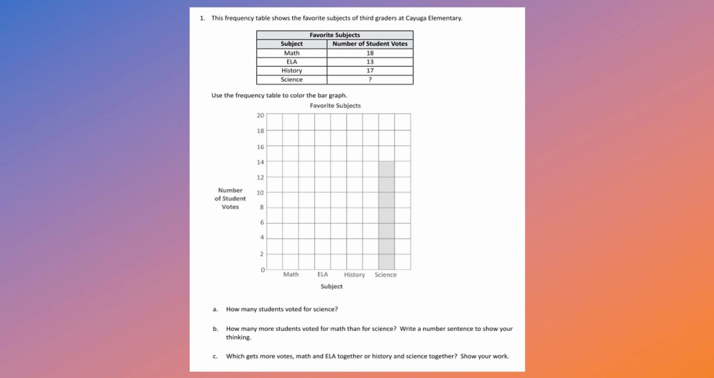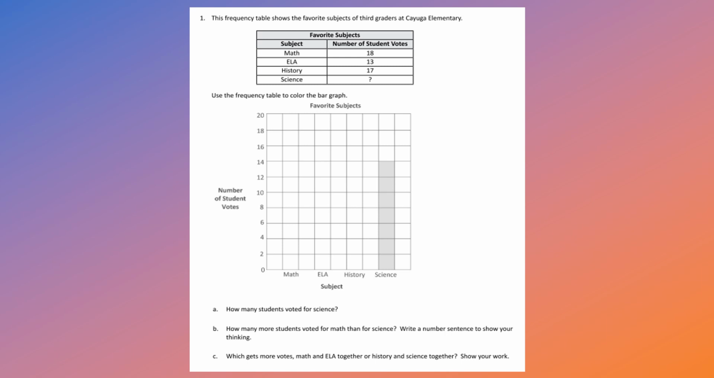Now, let's take a look at number one. Number one says this frequency table shows the favorite subjects of third graders at Cayuga Elementary. So there's a chart there, and it has data in it. Now, the title of this chart, which is a frequency table because it has numbers, is favorite subjects. Now, we have the subjects on one side, math, ELA, history, and science, and then we have the number of student votes. 18 students voted for math, 13 students voted for ELA, 17 students voted for history, and right now we don't know how many students voted for science.